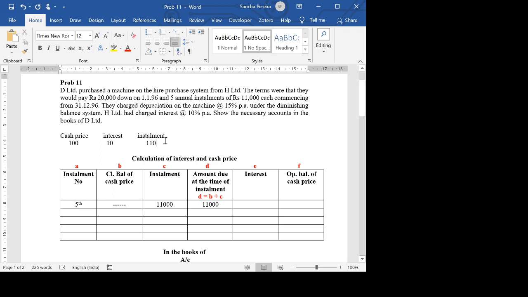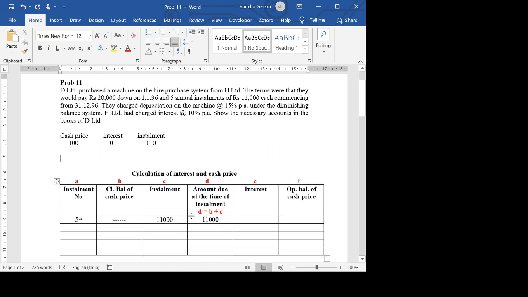Okay. So if we want to find the interest component in this 11,000, what do we do? We have a cross multiplication. So we know 11,000, which is the installment, basically the value of 11,000 here is 110. And we want to know the rate of interest. Rate of interest is how much? Rate of interest is basically 10. So we cross multiply. So 11,000 into 10 upon 110. It's always done like this.